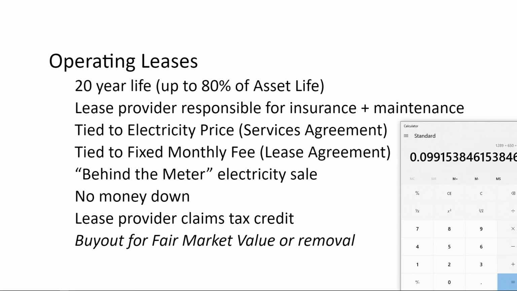The lease provider is the one responsible for the insurance and maintenance, which is probably something you would want if you're crafting your own community solar array, because you don't want a bunch of individuals to be able to claim a little bit of true ownership of the rooftop and demand access to your commercial facility on a moment's notice. So you don't want to give up that responsibility for insurance and maintenance.